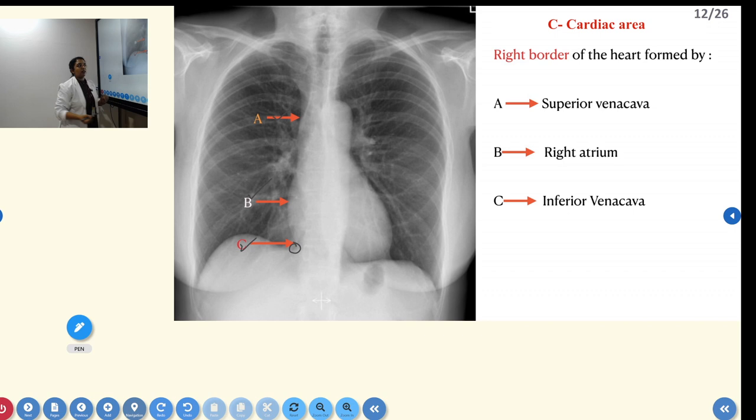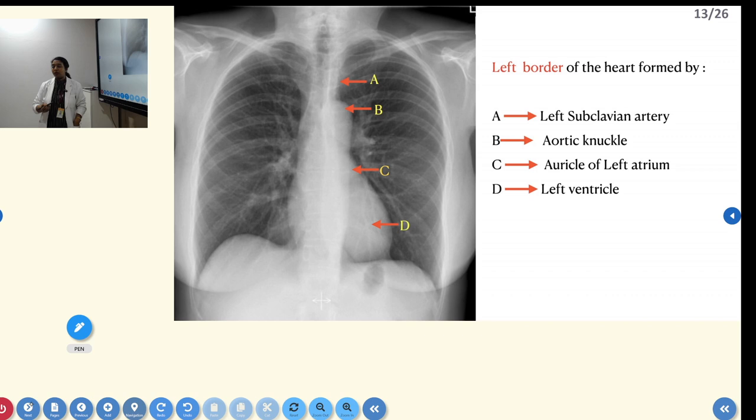So now this is a radiological border. What forms the anatomical right border of the heart? The right atrium entirely forms the right border of the heart. So there is a difference between the radiological right border and the anatomical right border. Now, coming to the left border of the heart, the radiological left border is formed by the left subclavian artery, the aortic knuckle, and here you can see C, that is the auricle of the left atrium, and we have the left ventricle. As you can see here, the left ventricle forms the major chunk of the radiological left border of the heart. Now, what forms the anatomical left border of the heart? It is the left auricle and the left ventricle.